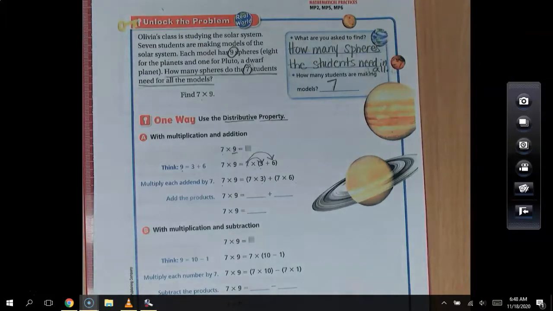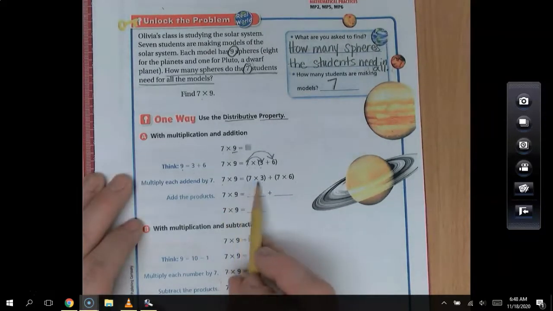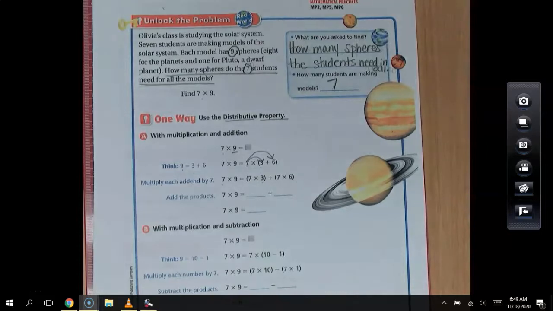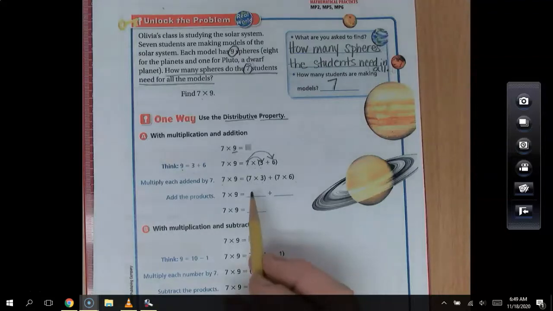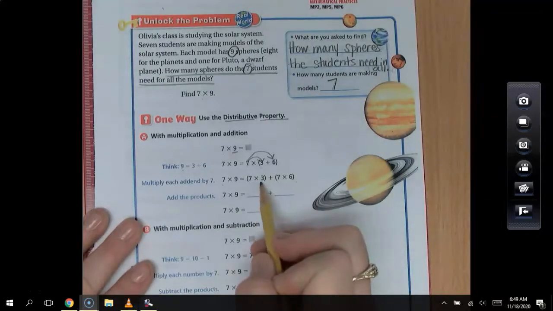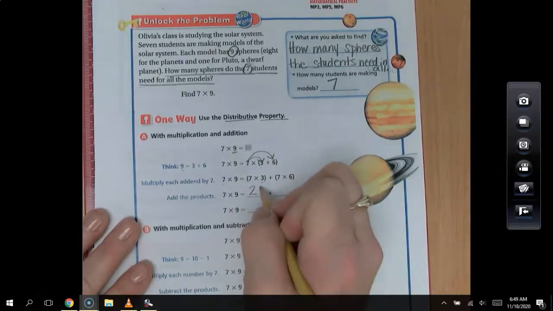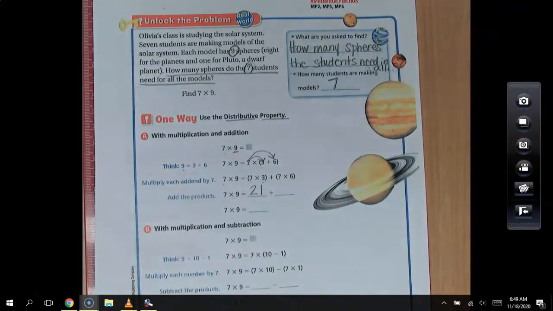So let's figure that out. What is 7 times 3? Use those strategies that you've learned so far. Well, I know that 7 times 2 is 14. And if I add one more 7 to 14, that gets me to what? 21. So 7 times 3 is 21.